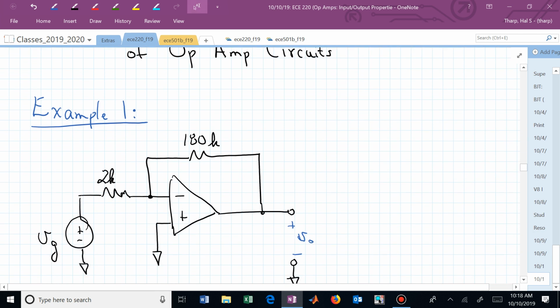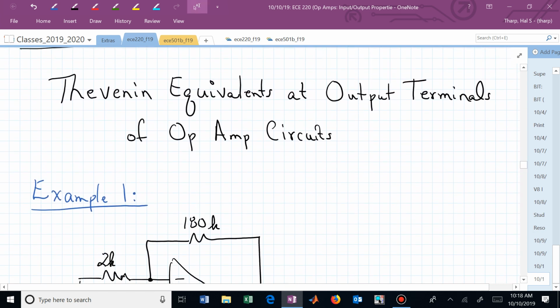What if we wanted to look at the other terminals? What if we now want to look at the output side of this op-amp circuit? We now want to say, well, if I'm trying to put a load on the output pins of this op-amp circuit, what will I expect my load to see if it's looking back and seeing a Thevenin equivalent? What will it see? That's the question that we're asking now.